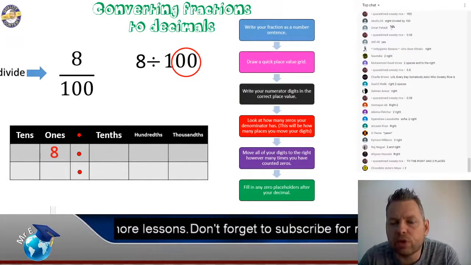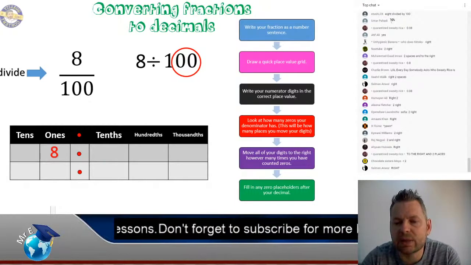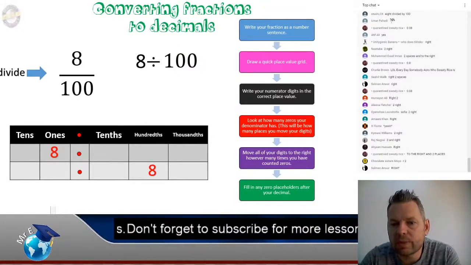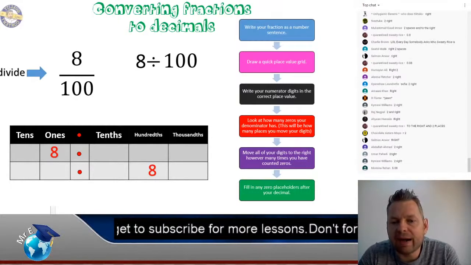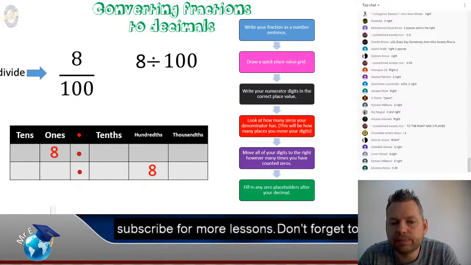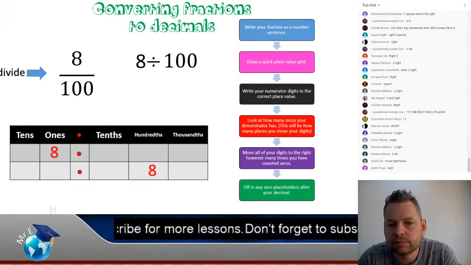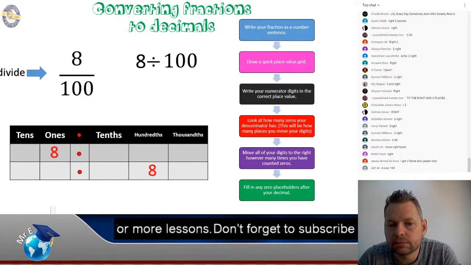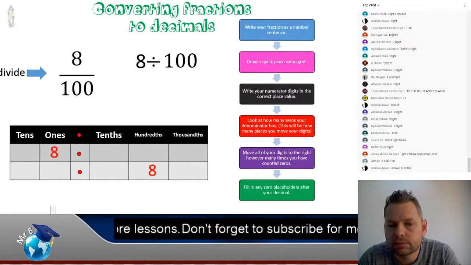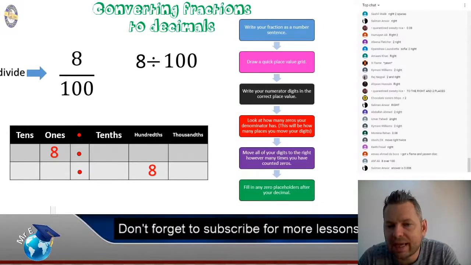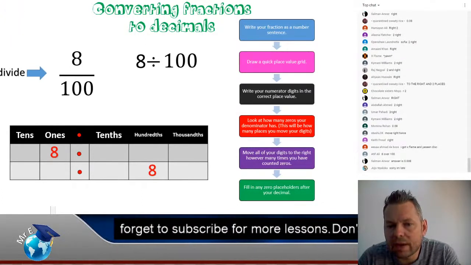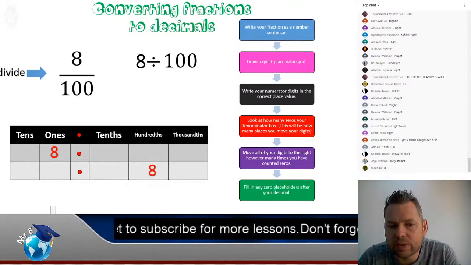All right, so we're going to move 2 places to the right because we've got 2 zeros. So I'll put my 8 in. What do I need to make sure that I have now in my tenths column? Right now I've got nothing in my tenths column. What do I need to have?